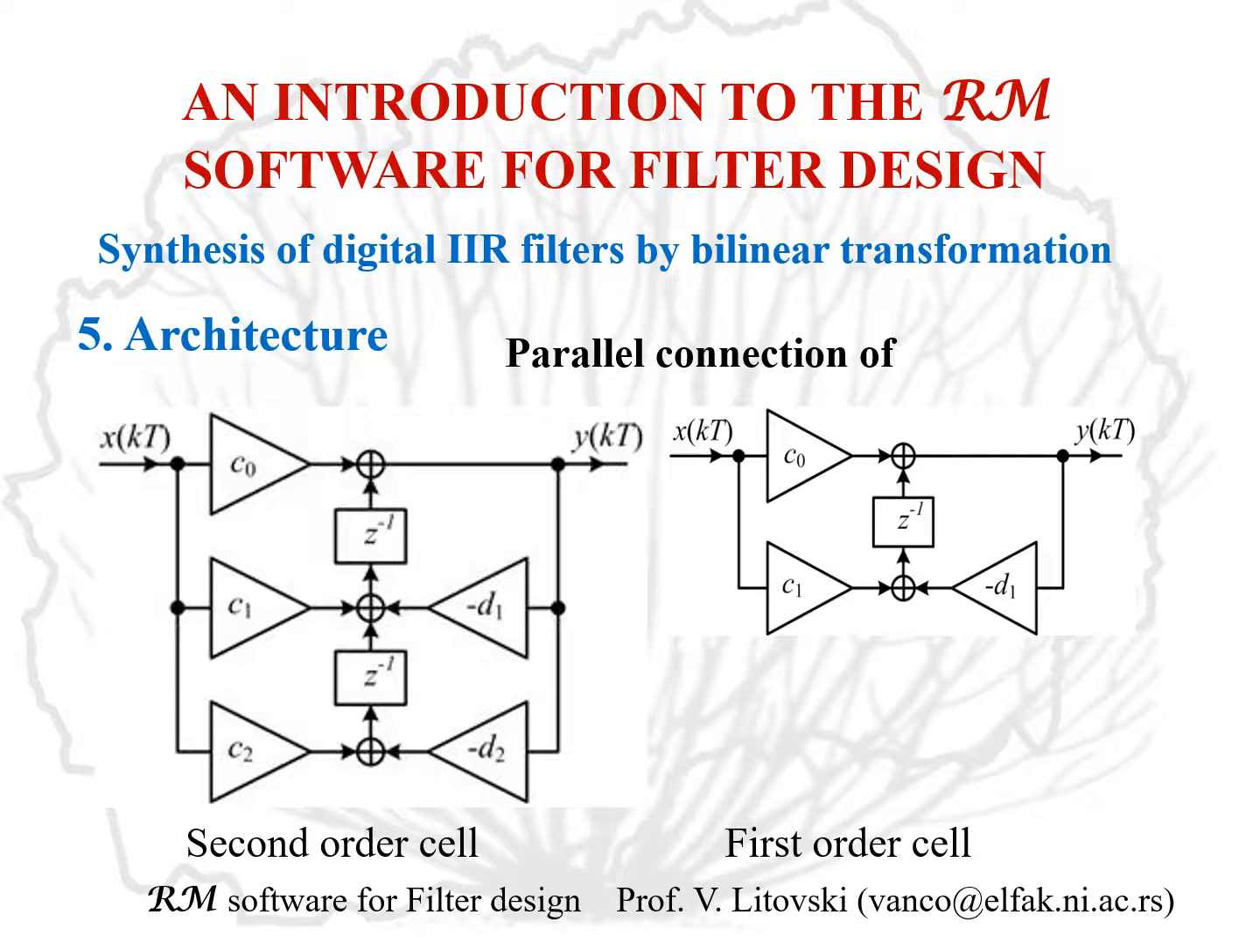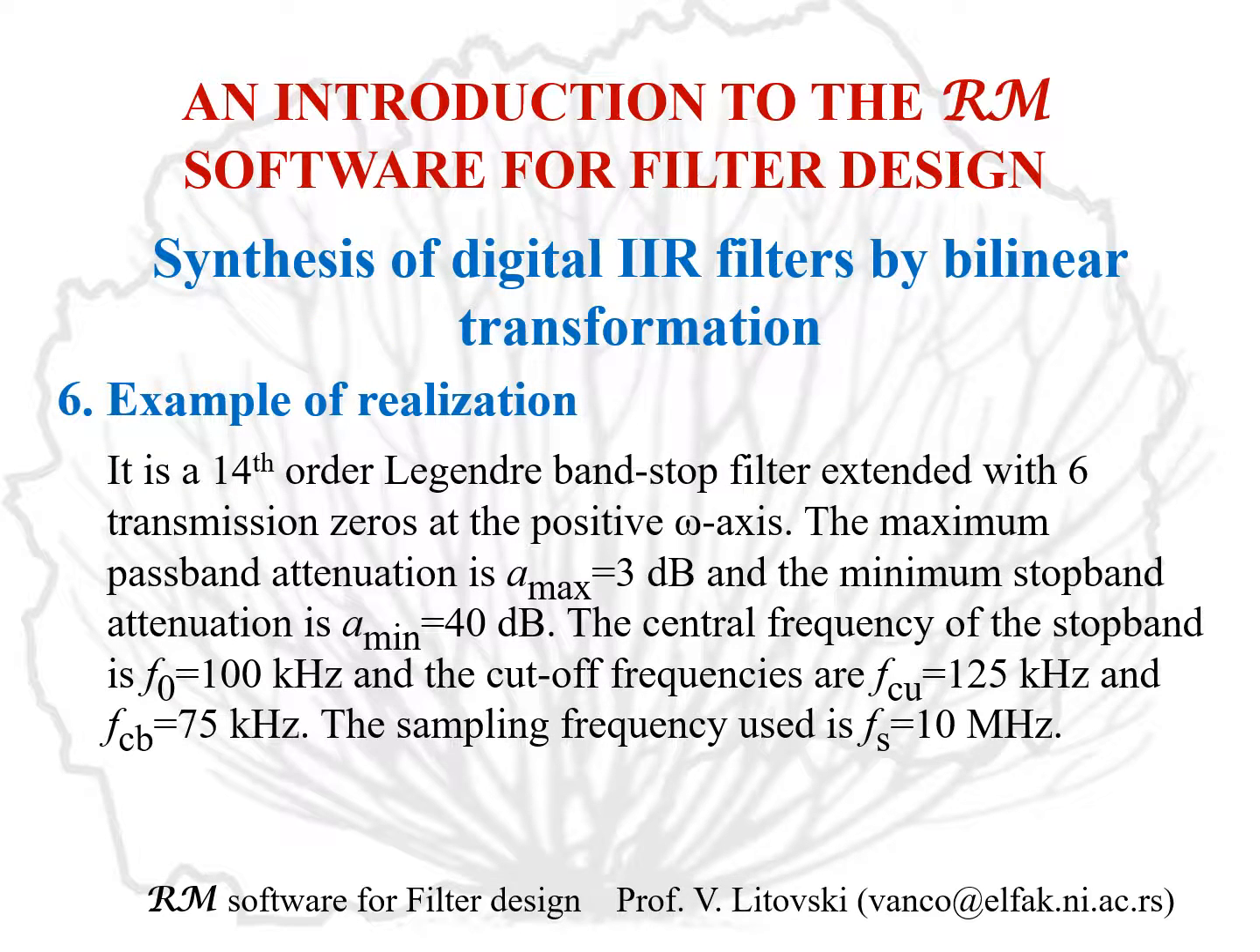If the order of the filter is even, then there are only second order cells in parallel, and if it is odd, to the set of second order cells one first order cell is added in parallel. So that's all.